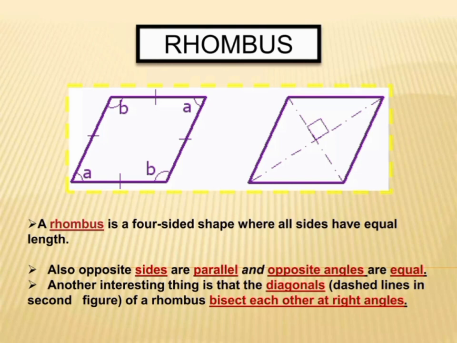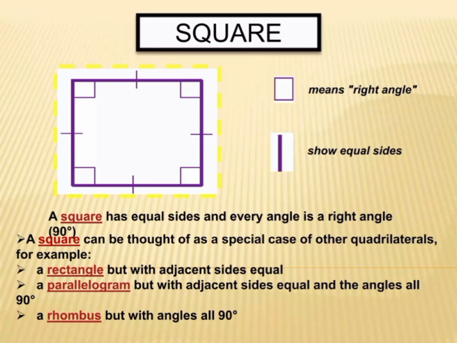The second one is the rhombus. A rhombus is a 4-sided shape where all sides have equal length. Also, opposite sides are parallel and opposite angles are equal. Another interesting thing is that the diagonals, the dashed lines in our second figure of a rhombus, bisect each other at right angles.